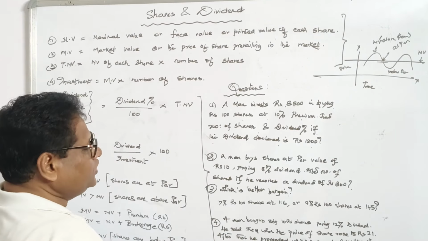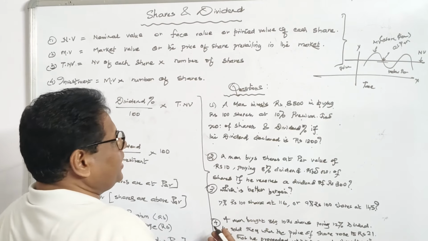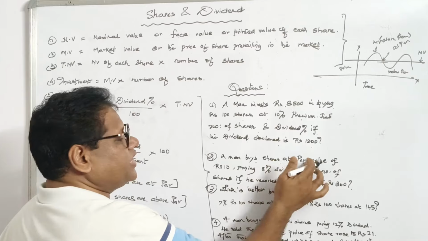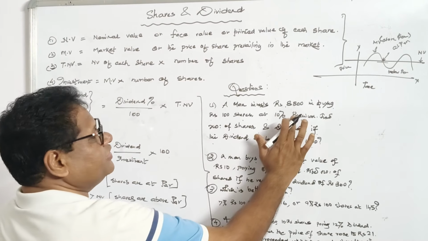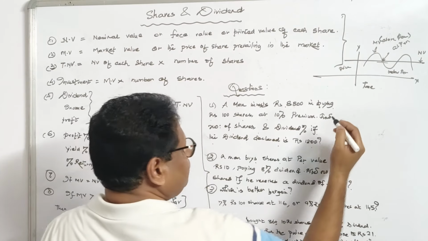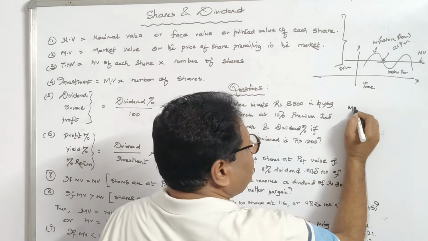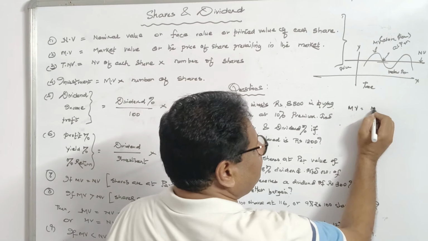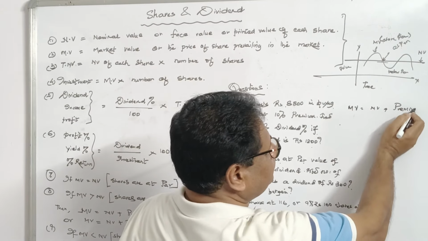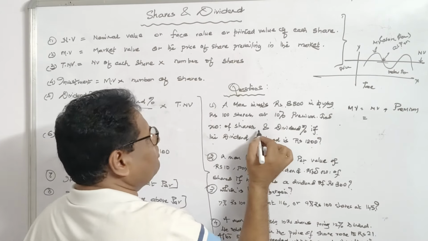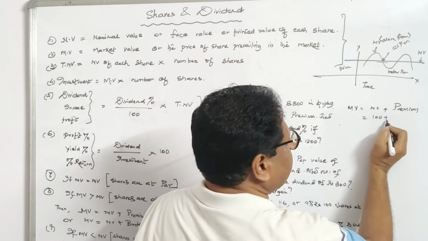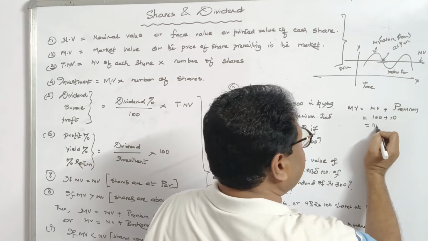Now, here you can see some more questions. When the man buys shares at par value, it means the nominal value and market value both are same. Here in the first question it is in premium, so it is above par investment. So first of all, let us find the market value. Market value equals nominal value plus premium. So applying this formula, the nominal value is rupees 100, that is 100 plus 10. So this is coming 110.